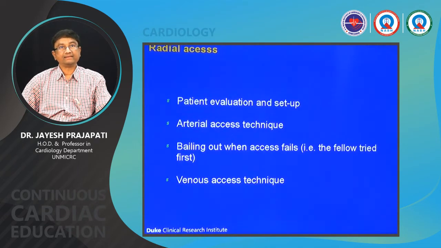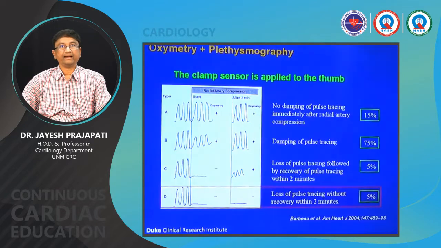So for radial access, we have to evaluate the patient, we have to palpate the radial pulse, and we have to keep our setup ready for the radial access. Your cath lab should be equipped with things like an armrest and everything. We should know the technique that we should keep in mind.